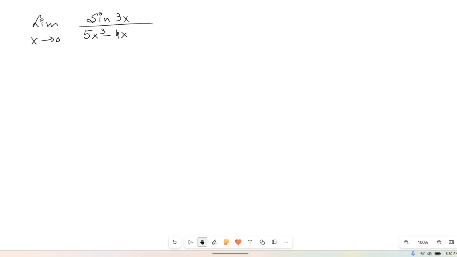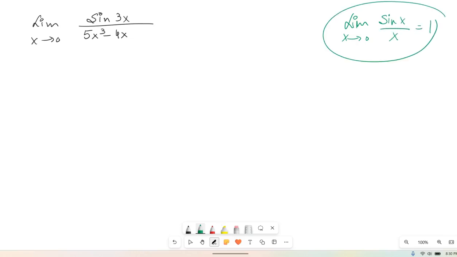Here, let's take another example of this kind where we are going to use the rule. Let's write down the rule which we are going to use. Limit x approaches 0, sine x by x is equal to 1. Remember this, okay? Let's work this out. I'm going to rewrite this.